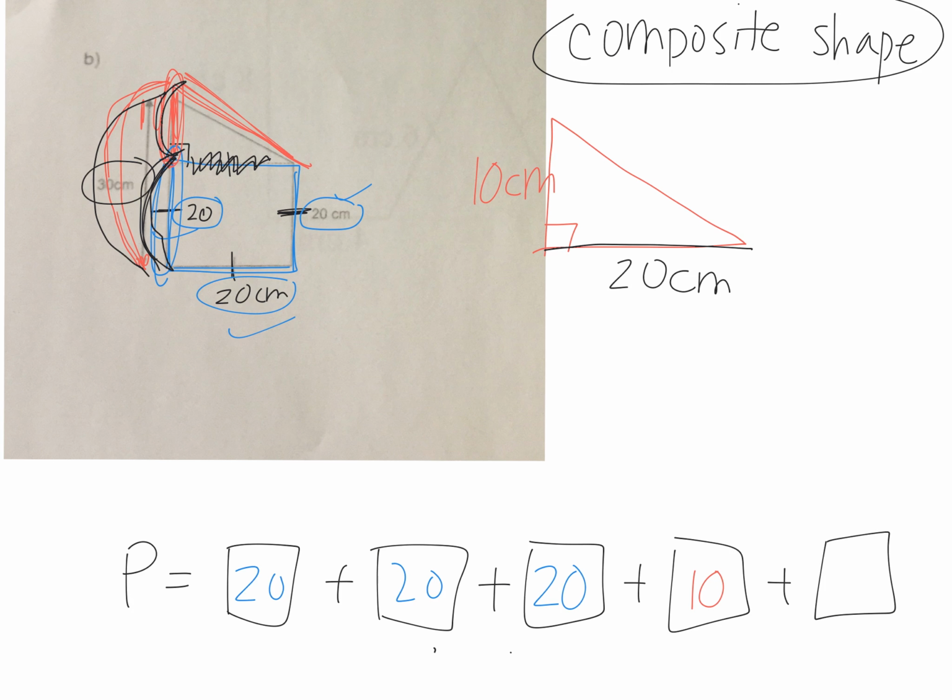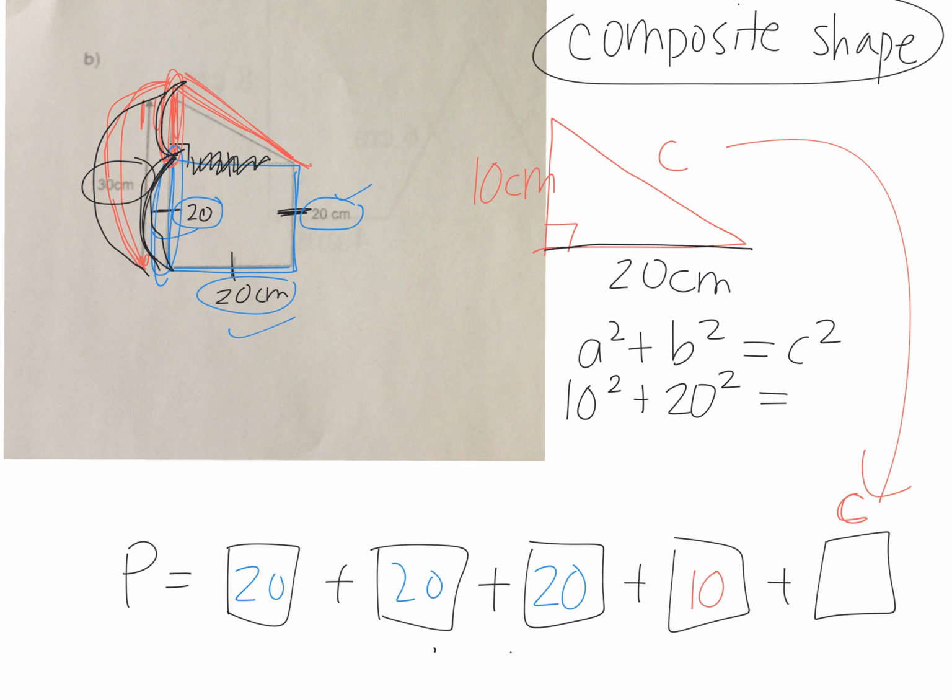Do I need that 20 to add to the perimeter? We need to find the hypotenuse, C. So this is where we're using our Pythagorean theorem that we just learned yesterday. A squared plus B squared equals C squared. That will give us C, which is what we need to figure out because it's part of the outside of the shape. So you guys find C right now. 10 squared plus 20 squared equals C squared, right? What's 10 times 10? 100. What's 20 times 20? 400. What's 100 plus 400? 500. So C squared equals 500.